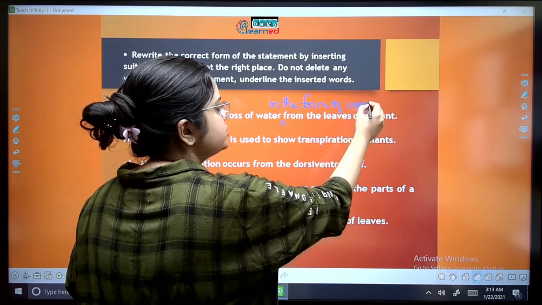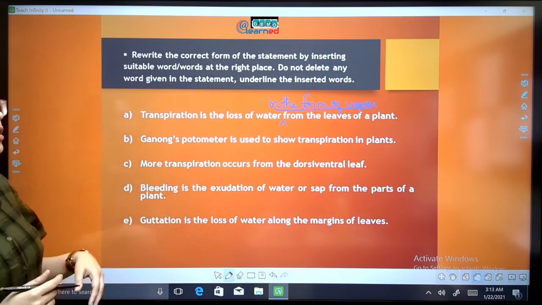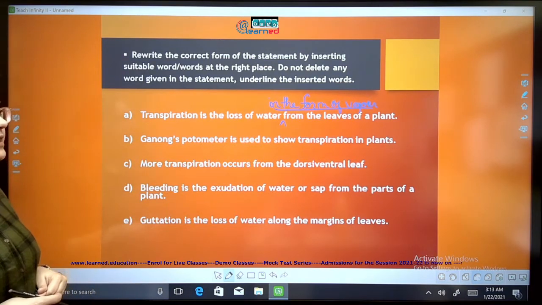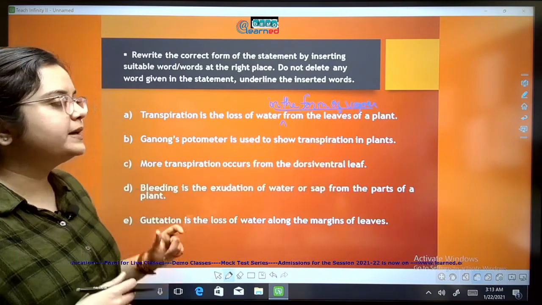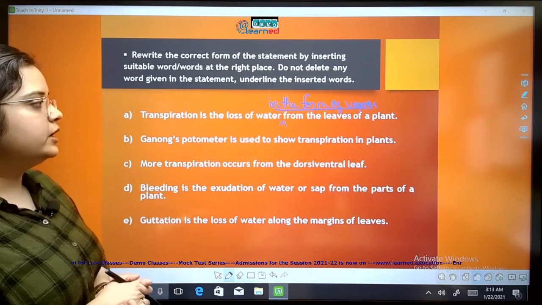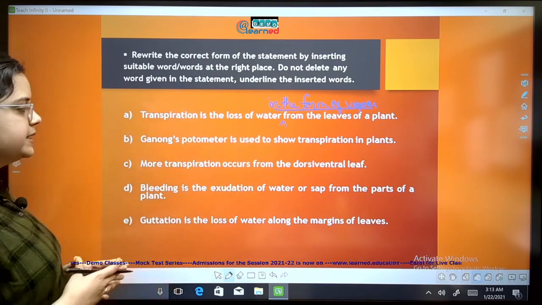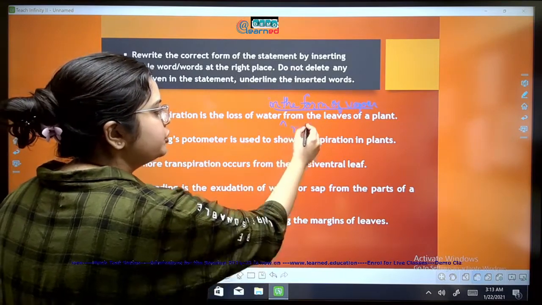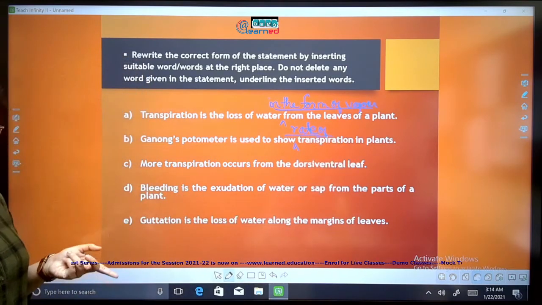I am having to stand in the middle of the board because I have to write it precisely there. There is no space to rewrite the entire sentence. In the form of vapor, water is getting transpired. Ganong's potometer is used to show transpiration in plants. This is quite right. What is missing then? There is one word which is missing. You have to guess and place the word in the right part of the statement. So, Ganong's potometer is used to show, I am telling you the answer, I hope you have guessed, the rate of transpiration. Not just transpiration, rate.